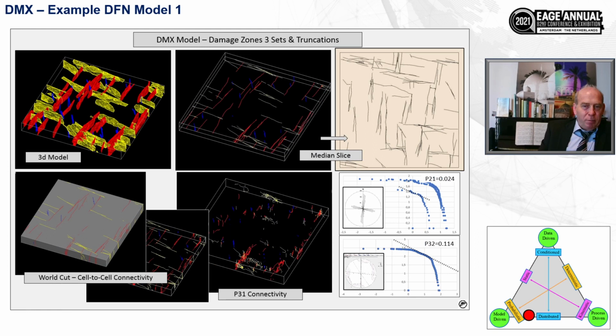Here is an example of the output. In this case, a purely probabilistic model. A few damage zones are being modeled, 3 sets, and truncations are being applied. On the left, we see different visualizations of the model, more or less transparency or only the intersection between the features visualized to understand the 3D connectivity of the system. Top right, a pavement section through the model, and bottom, the statistical variations of the features as have been observed on the model.